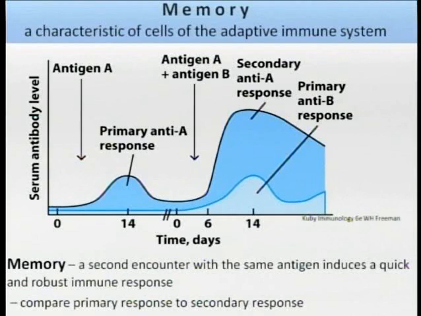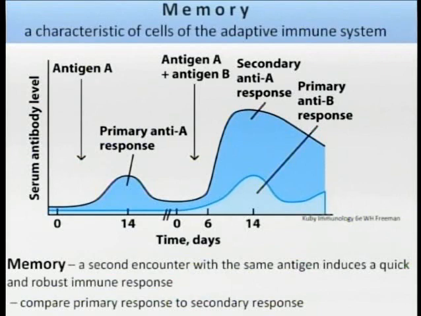And if you were to compare the second response to A to the first response to B, you can see they're quite different. The secondary response to A is quicker, it took less time to ramp up, and it's also much more robust. A lot more antibody is produced upon second exposure.